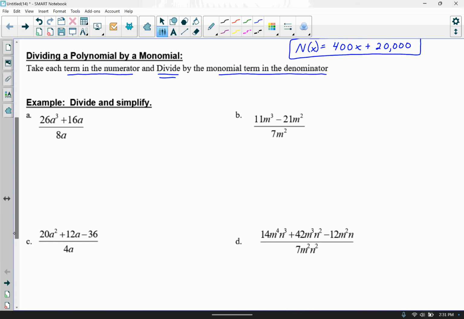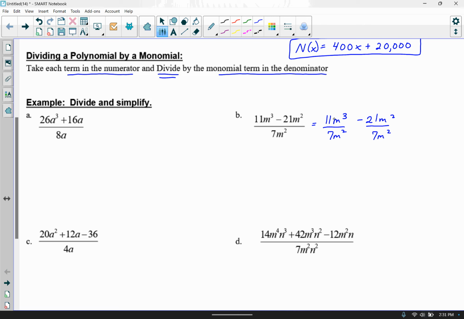So in the example here on the front page, I am going to look at doing the right-hand column with you, okay? So in letter B, I am taking each term up top and dividing it by 7m squared. As you get more comfortable with this, you might not need to do this next step, but I'm going to do it as I just showed in that previous example. I'm going to take each term up top and divide it by 7m squared. And then we're going to use our rules of division. We're going to reduce our fractions if we can. And then for our letters, we're going to ask ourselves, where do you have the most?